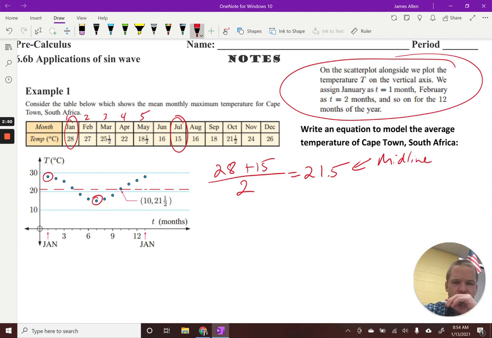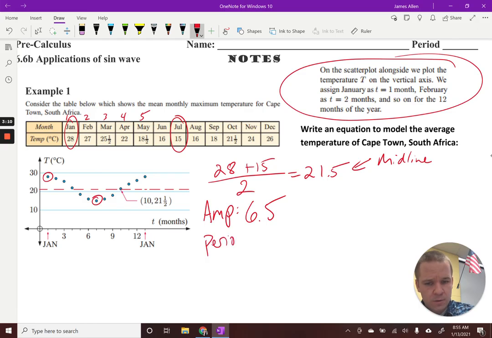How about my amplitude? What would my amplitude be here? Well, I could take my amplitude from that midline up to 28, that's going to be 6.5, and the same would go for going down to 15, 6.5, so 6.5 is my amplitude. And what's my period? Well, the period is how long it takes to repeat itself. 1 year, that's 12 months, right? Well, that's everything that I need. Oh, hold up. Phase shift.